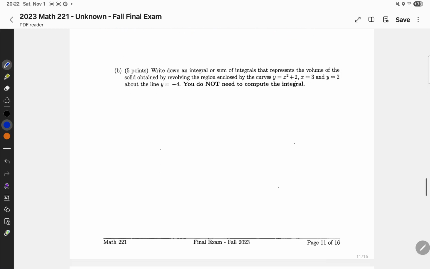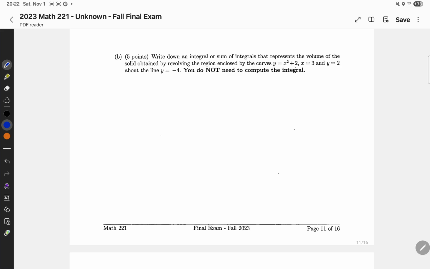Moving on to part B. For this part, we have to write down an integral or a sum of integrals that represents the volume of the solid obtained by revolving the region enclosed by these three curves about the line y equals -4. So let's go ahead and sketch this just a bit. So this is our x-axis, this is our y-axis.